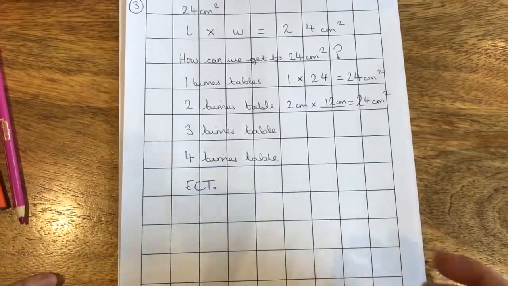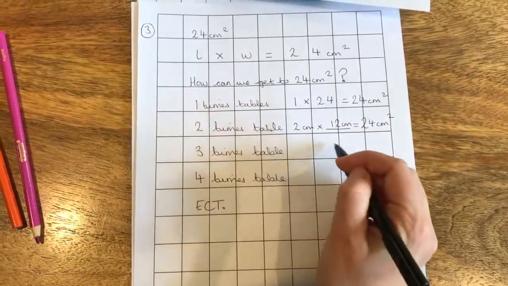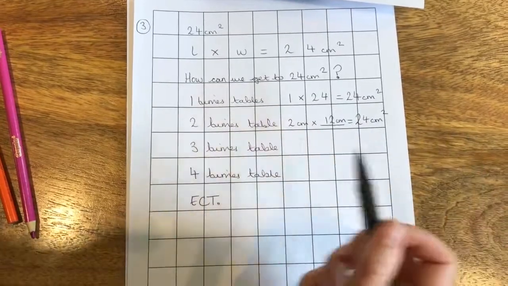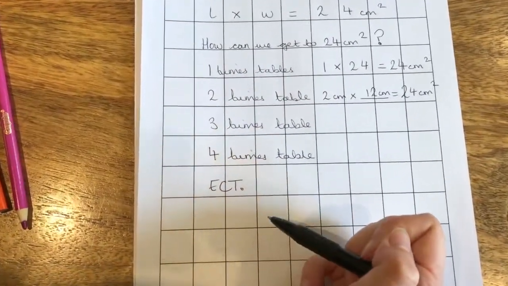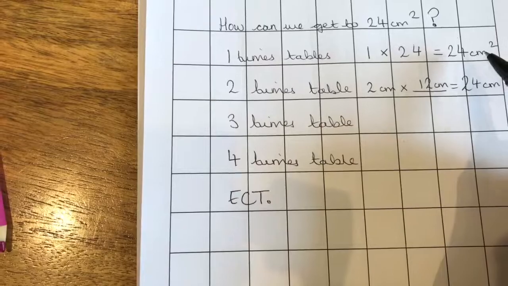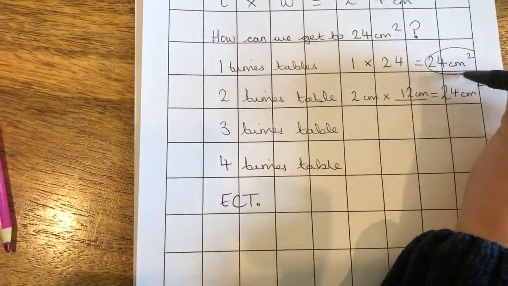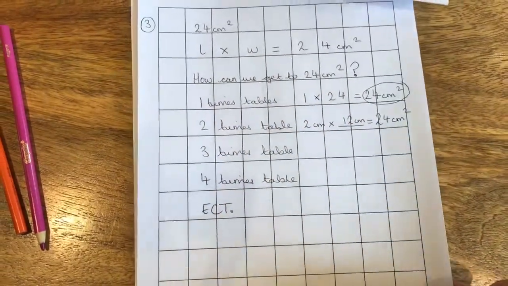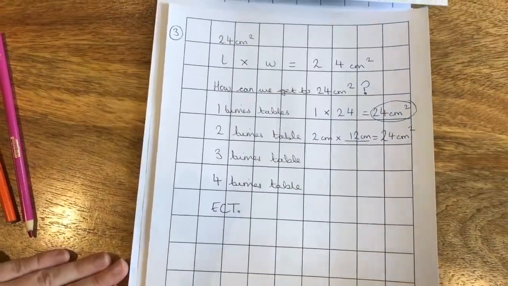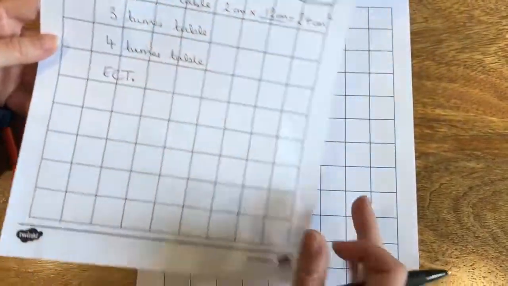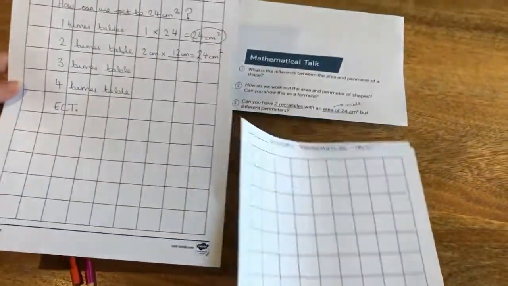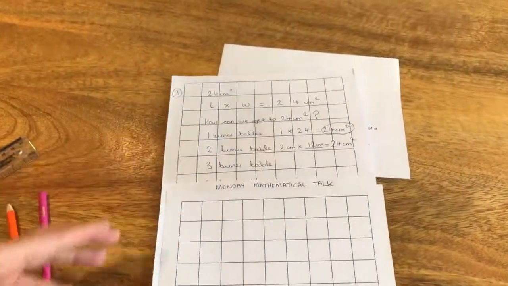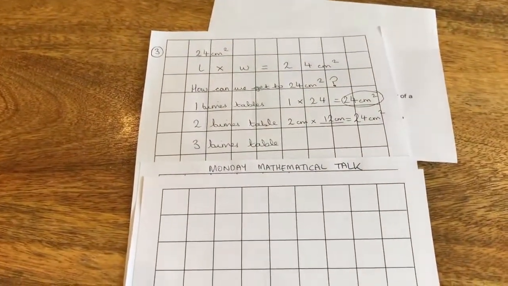Okay, so what we're going to do now is we're going to draw those 2 rectangles. If you want to challenge yourself, you can carry on going through the times tables to find different ways that you can make up 24 centimetres squared by timesing numbers together. Okay, but I'm just going to show you this nice, most simplistic way you can do it. Okay, so there we go. I've got 1 times 24 and 2 times 12.